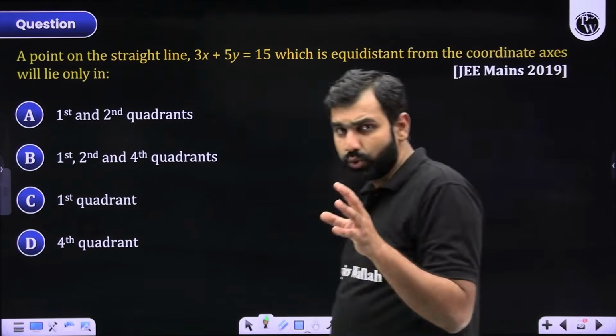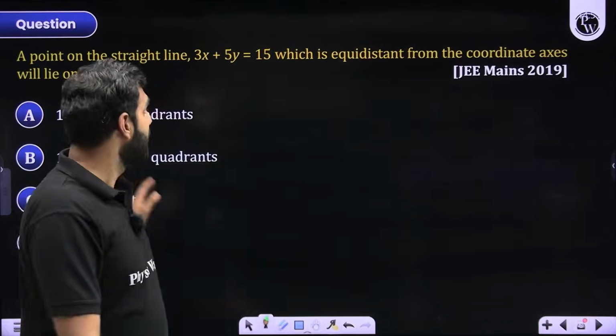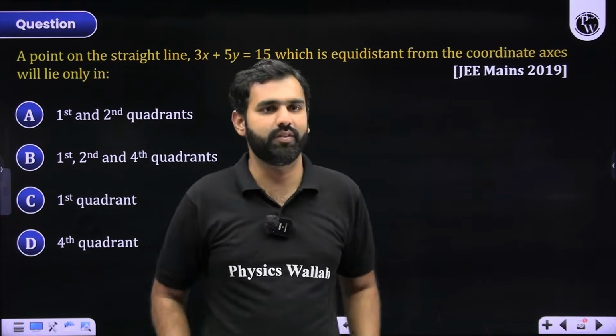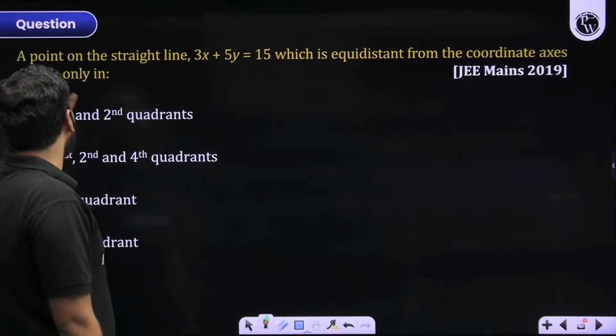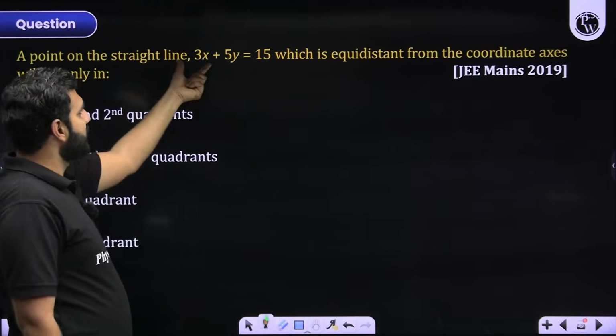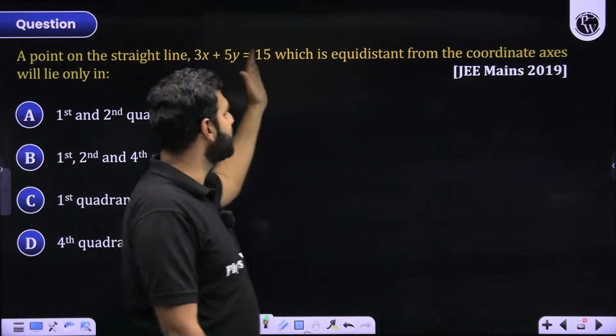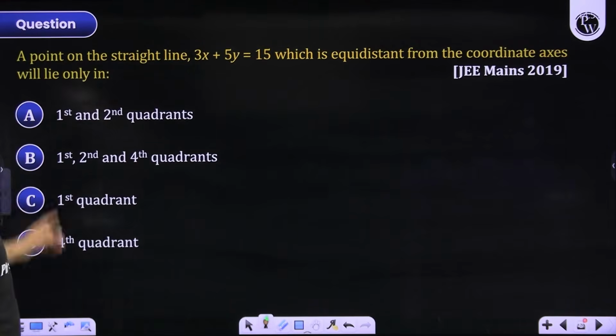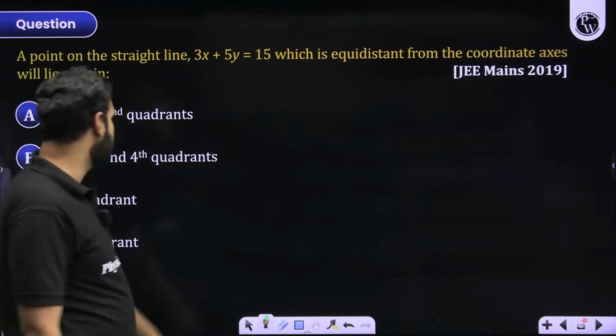And if you have understood it very clearly, let's understand whatever we have discussed so far with this particular example. What does this question say? Let's have a look at that. A point on the straight line 3x plus 5y is equal to 15, which is equidistant from the coordinate axes, will lie only in which quadrant? That is what we need to answer.